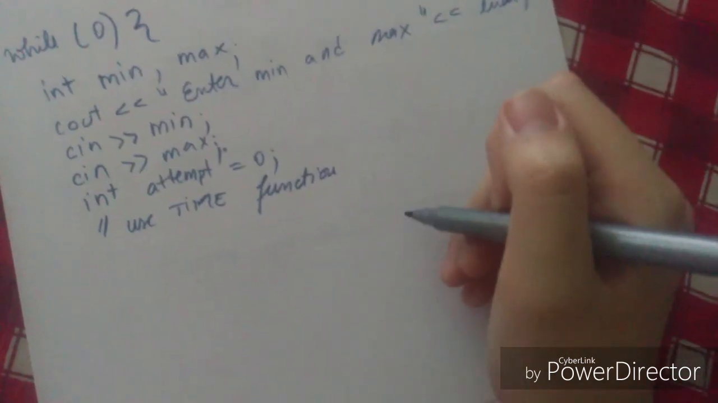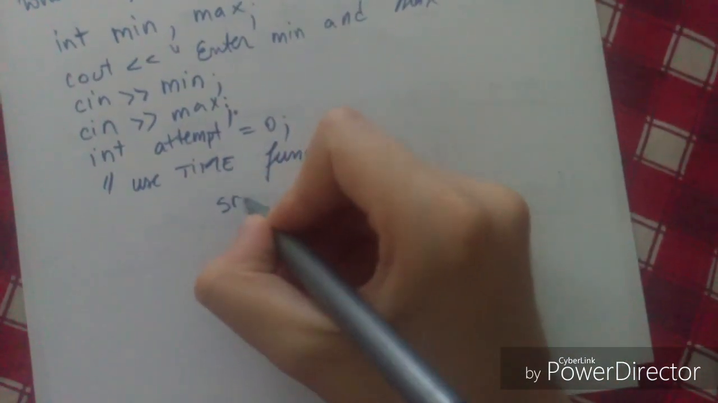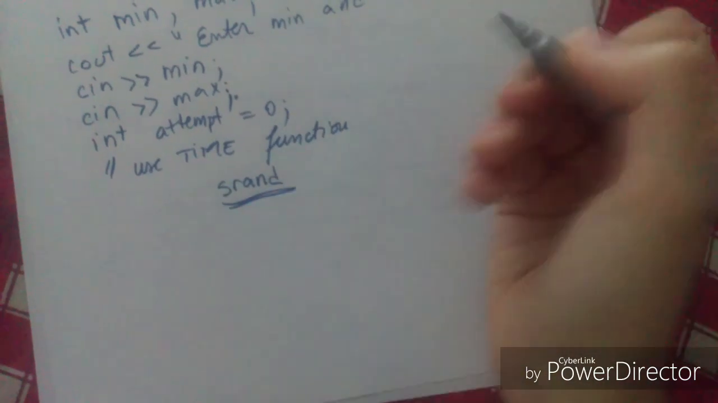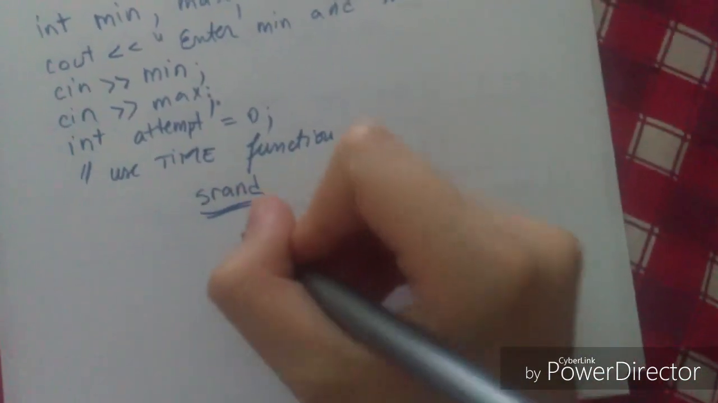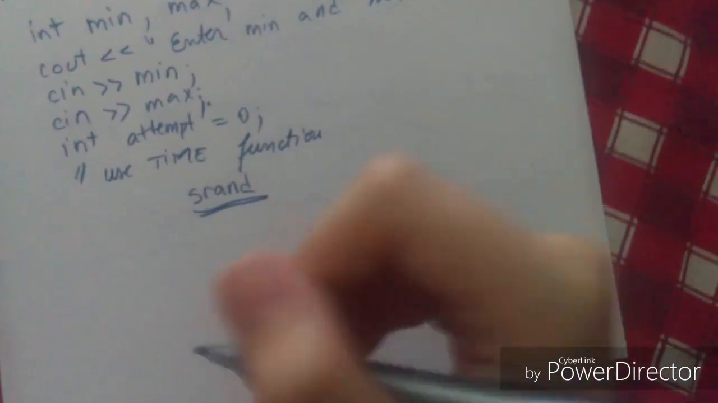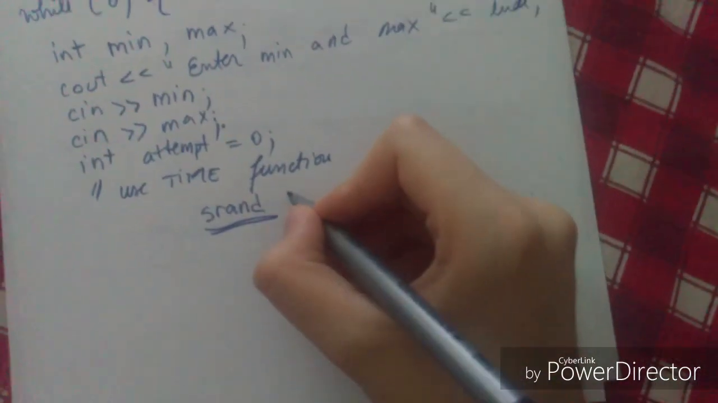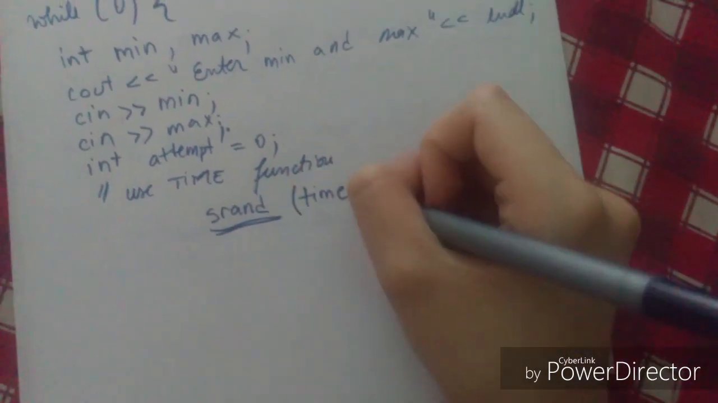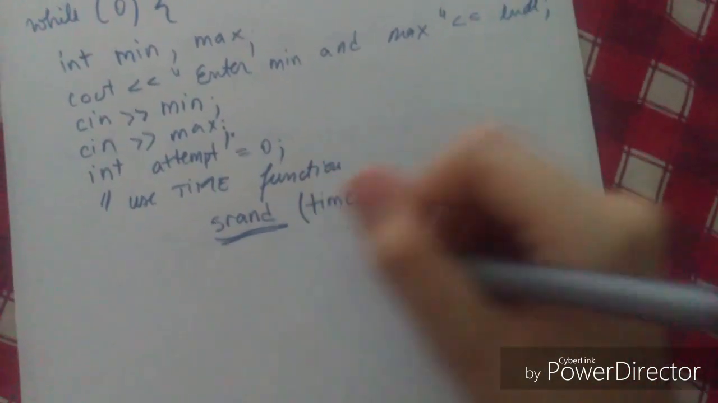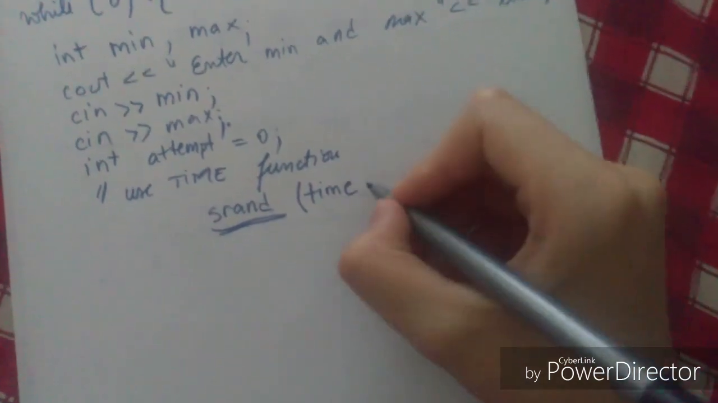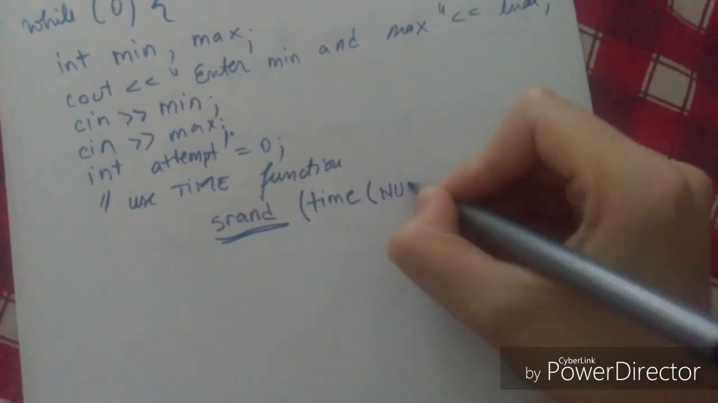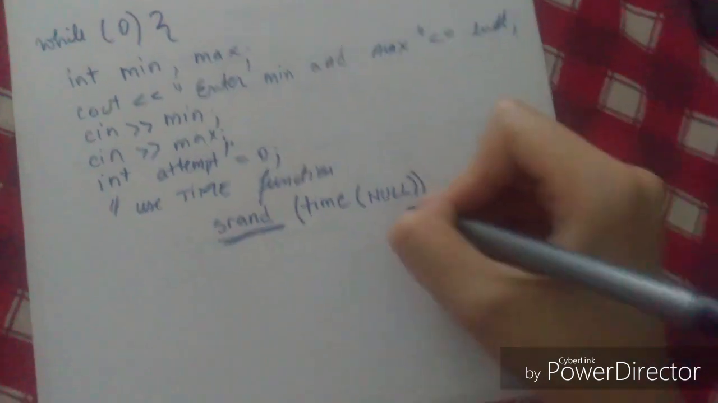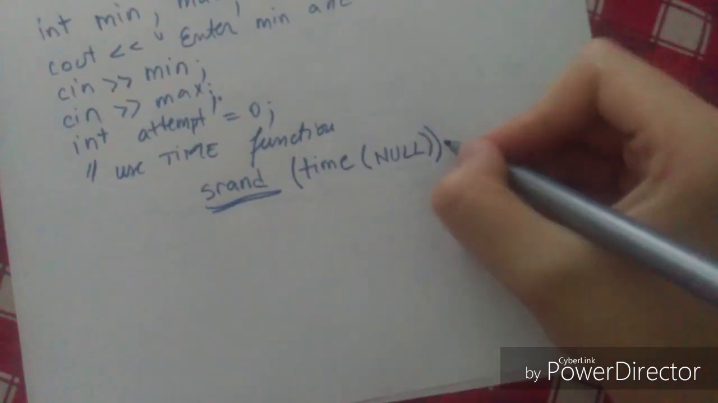Notice that I'm not using the rand function first. I'm using the srand function first with the time seed inside. So it's going to be srand. Remember when I told you we need this one in order to create unique seeds for the program? So we're going to put time inside. This is going to be always unique and always changing. And then inside time we're going to put null, or you can just put 0. Either way is going to be fine.